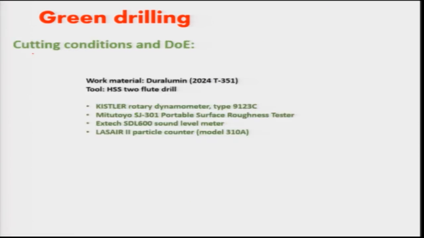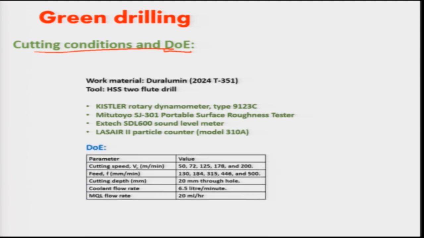These are the cutting conditions which are chosen for the experiments, and design of experiments here. Design of experiments is discussed by Professor Deepu Philip in the course. So we have chosen duralumin as the workpiece material, duralumin 2024 T351, which is used largely in manufacturing of aircrafts, and the tool that is chosen is high speed steel 2 fluid drill.